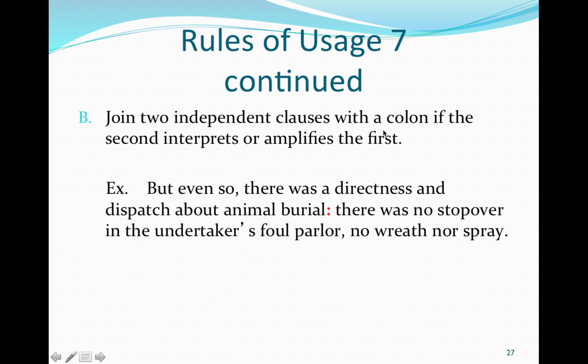Join two independent clauses with a colon if the second interprets or amplifies the first. Again, be very careful when you do this. Here's an example. But even so, there was a directness and dispatch about animal burial, colon. There was no stopover in the undertaker's foul parlor, no wreath nor spray. Okay.